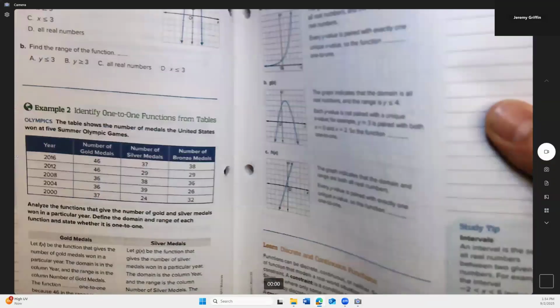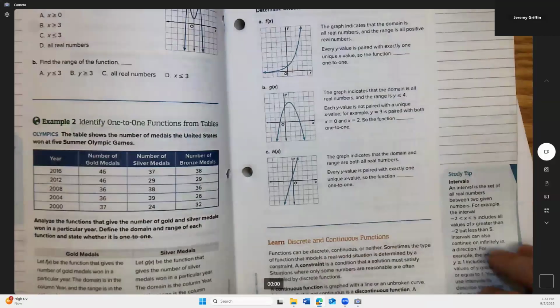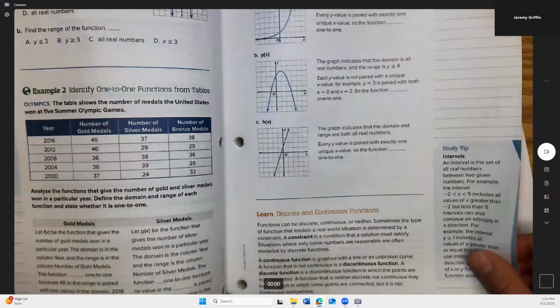Now, how do you express that? Your book gives you two different ways to do it. Let's see. I guess I'm getting ahead a little bit. It's going in order here.